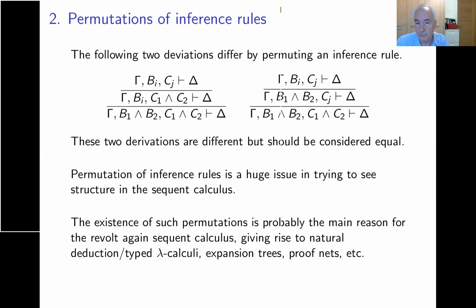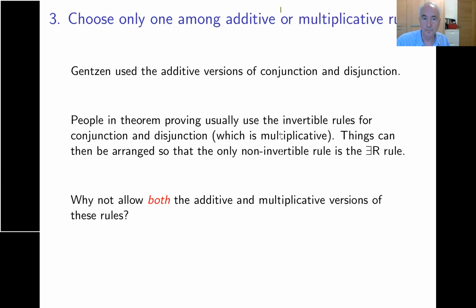If you have a sequent calculus proof, then all these permutations exist. The two proof fragments I show are technically different, but in fact, there's nothing interesting about the difference. And one might argue they shouldn't be different. It's the existence of such permutations which is probably the main reason for the revolt against sequent calculus that you see. It gives rise to things like natural deduction instead of sequent calculus, or expansion trees or proof nets, some more parallel notation for proofs. So that's a second serious problem with the Gentzen sequent calculus.